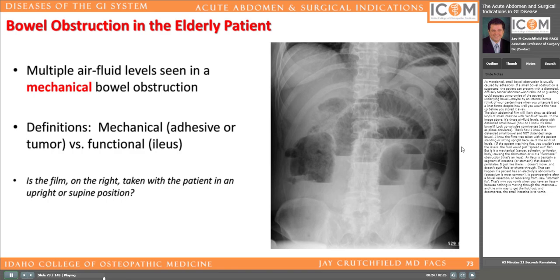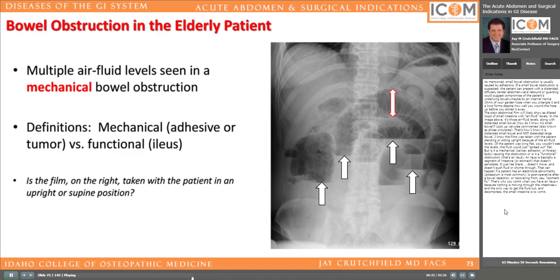If a small bowel obstruction is suspected, the patient can present with a distended, diffusely tender abdomen, and rebound or guarding could suggest compromise of the patient's underlying bowel made by an internal hernia. Think of your garden hose when you untangle it and a knot forms despite how well you've wound the hose up before you stored it away. The plain abdominal film will likely show dilated loops of small intestine with air fluid levels.